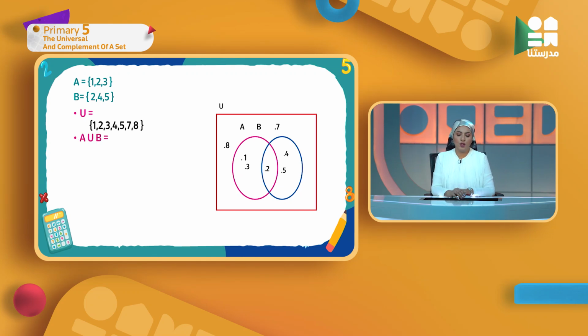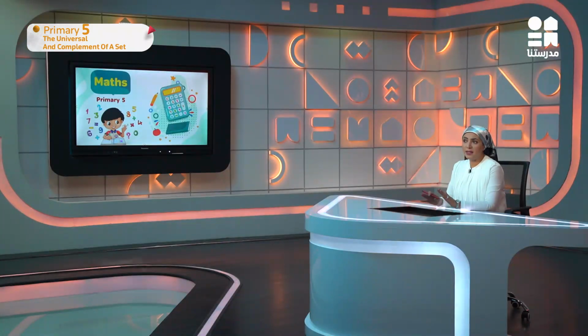Now, A union B, it means the set of elements of A and B without repeating the common elements. الelements موجودة في set A والelements الموجودة في set B من غير ما أكرر أي common elements between them. Okay? So it is going to be the set of elements 1, 3, 2, 4, and 5. وماليش دعوة بال 7 and 8 which are flying outside. لأنه أنا هنا مش بسأل على universal set. أنا هنا عايزة A union B.